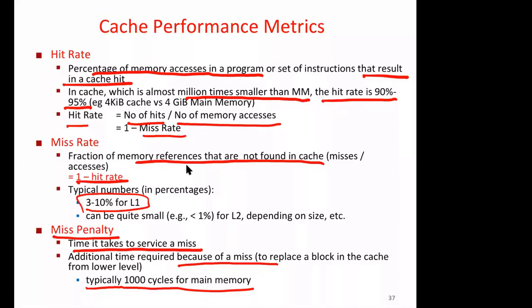Why is hit rate so high for this? Why is it like 95%? Because if it is like 1000 times bigger memory, then each of the indices in that cache can have like 1000 possibilities of tags. Why is it 95%, right?